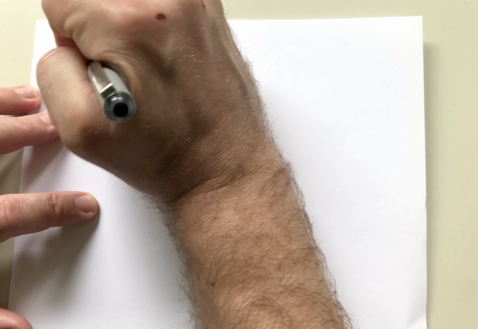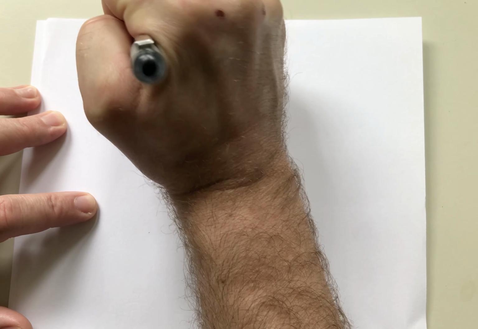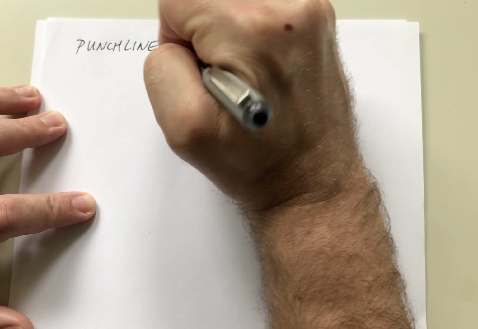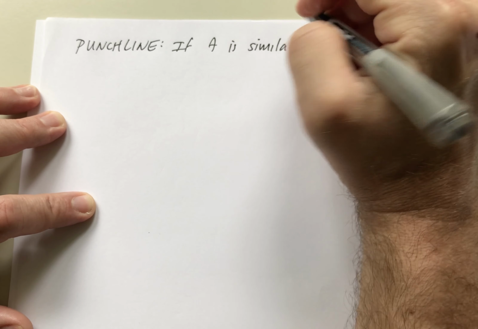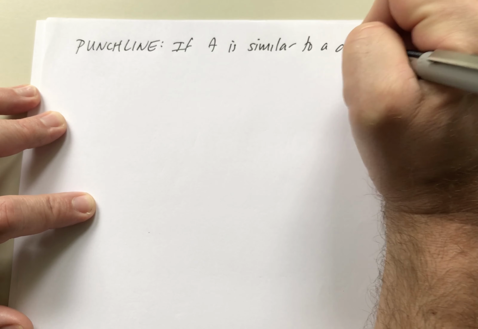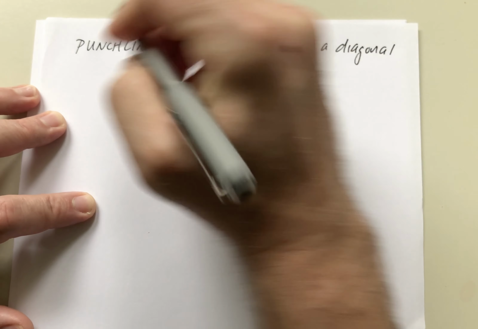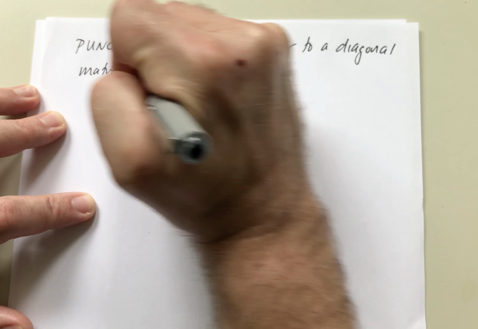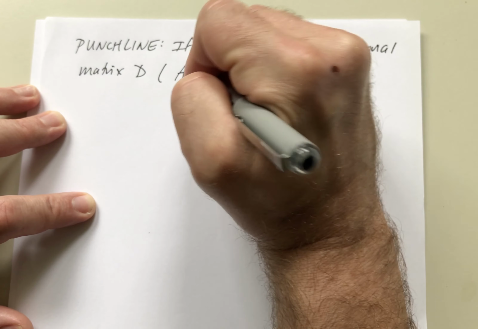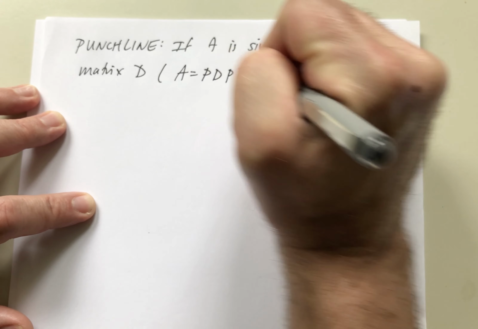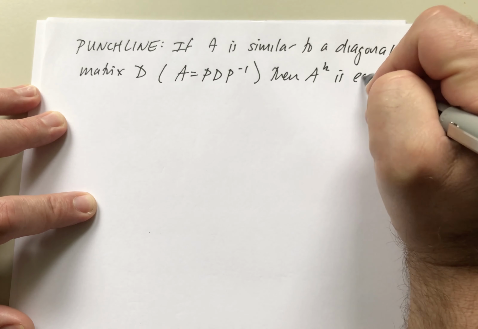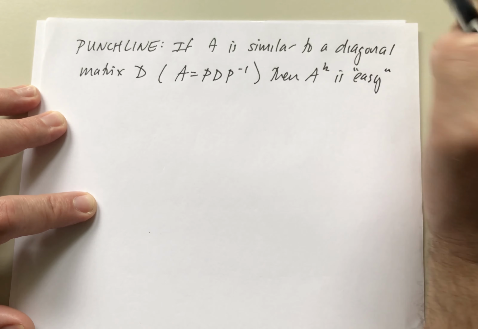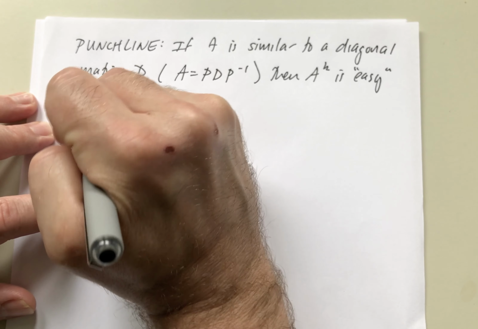Okay, so what's the punchline here? The punchline is that if A is similar to a diagonal matrix, say D, and what that means is that A equals P D P inverse for some choice of P, then A to the K is easy to calculate. So that motivates the following definition.